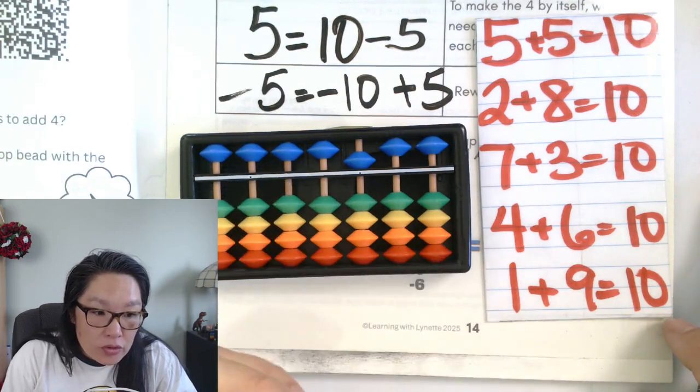Before we go through, I'm going to review. Does that make sense on how we make a 10?